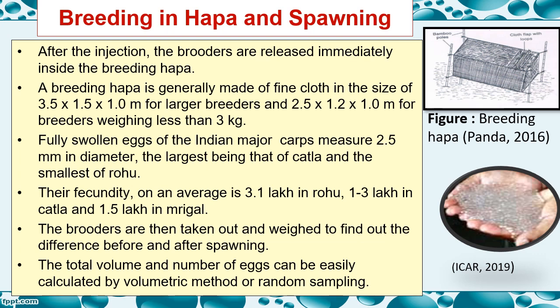Percentage of fertilized eggs is also assessed by the random sampling method before and after spawning. Random sampling can give us an idea of the quantity of the eggs laid.